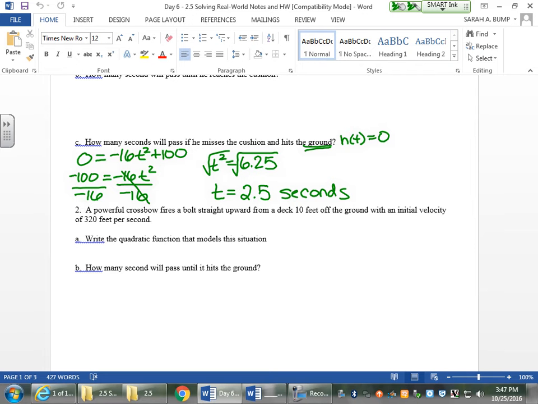Let's talk about number 2, which is a little different. So you have a powerful crossbow. I don't even know what that is. I'm sure it's something that you'd see like in the Hunger Games. And it's going to fire a bolt. I'm guessing that's what they call the arrows that they shoot. Upward from a deck that's 10 feet off the ground with an initial velocity of 320 feet per second.